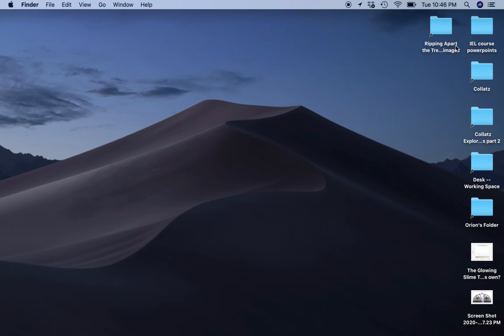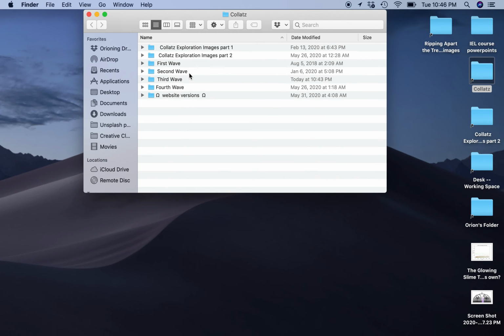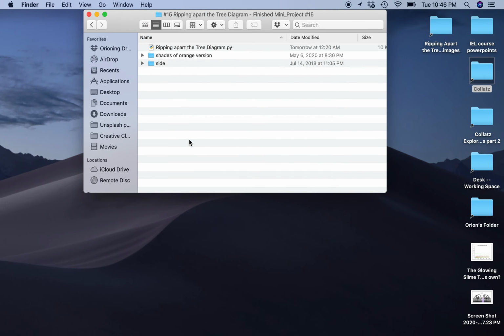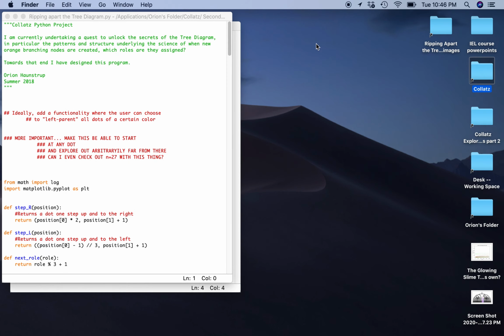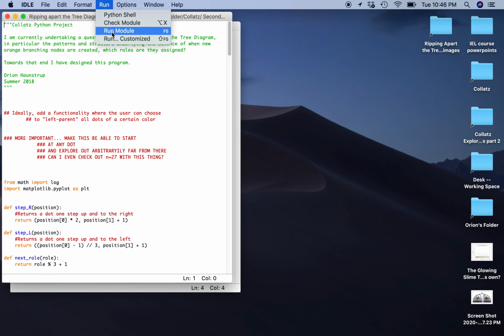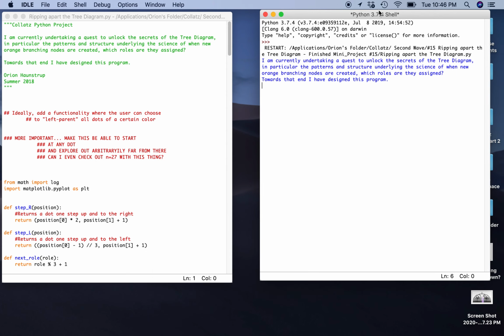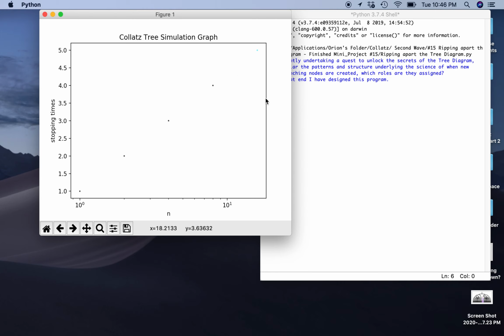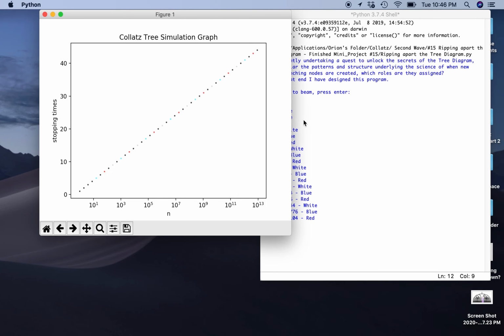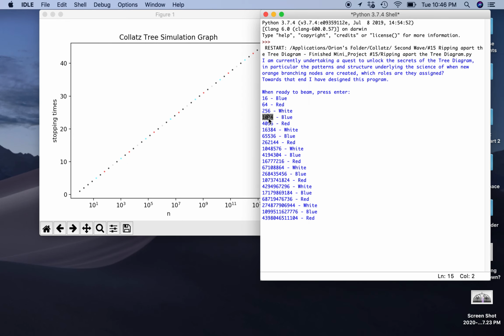Alright, so to help me study this, I designed, of course, another Collatz program. This one I call ripping apart the tree diagram. And this is my main tool that I use to explore this stuff. So let's try it out. It begins by showing us a graph of the beginning of the Collatz tree. We beam the thing, and it shows us this. Alright, so we can pick which of these orange branching nodes we want to follow further. Just for kicks, let's follow the second blue one, which we see is at 1024.